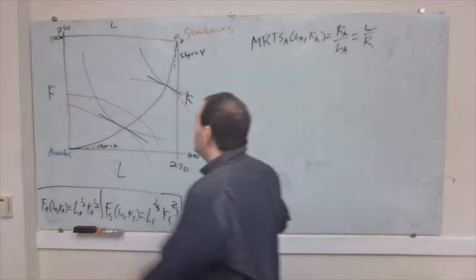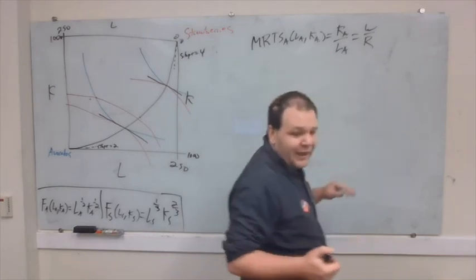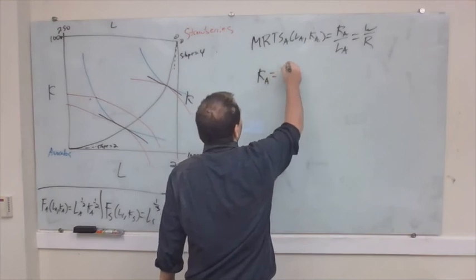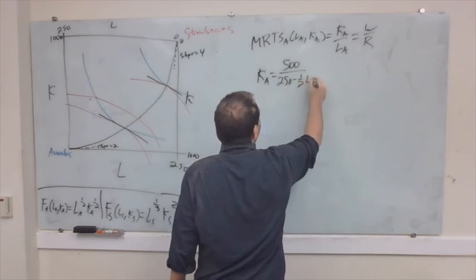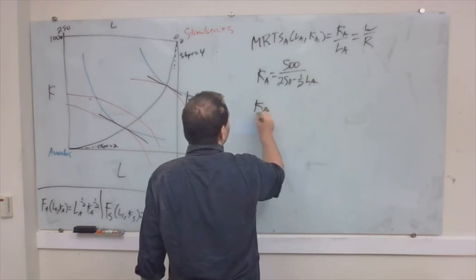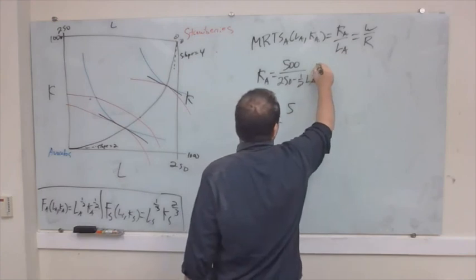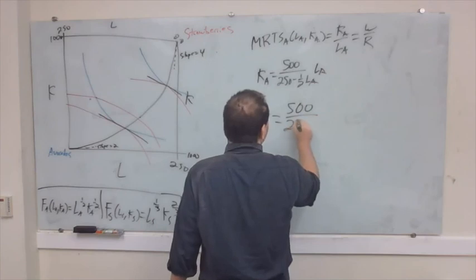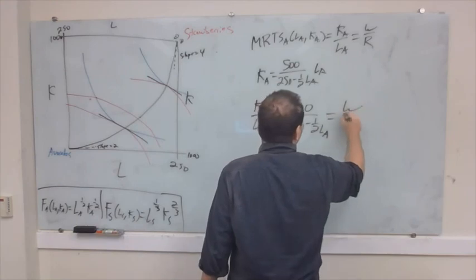Well, when we're producing in an input efficient way, we know what KA and LA have to be, because we know that KA is going to equal 500 over 250 minus 1/2 LA. So that means that KA over LA is going to equal, I'm sorry, this whole thing times LA. So KA over LA is going to be 500 over 250 minus 1/2 LA, and this is going to equal W over R.